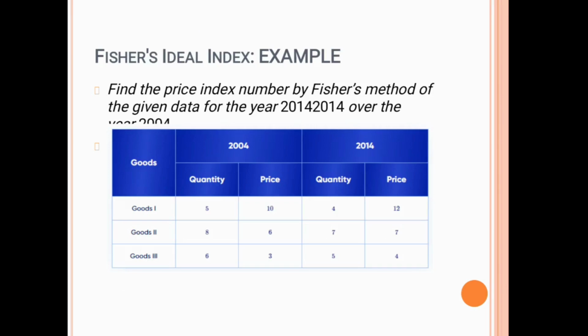Fisher's ideal index number example. For example, in the given table the values of goods are given: goods 1, goods 2, goods 3. Suppose it is rice, wheat and pulses. In 2004 the quantity consumed of goods 1 is 5 kg, for goods 2 it is 8 kg and for goods 3 it is 6 kg. The prices given were 10, 6 and 3 respectively. For goods 1, goods 2 and goods 3 in the current year the quantities consumed were 4, 7 and 5 kg and the prices were 12, 7 and 4 rupees.